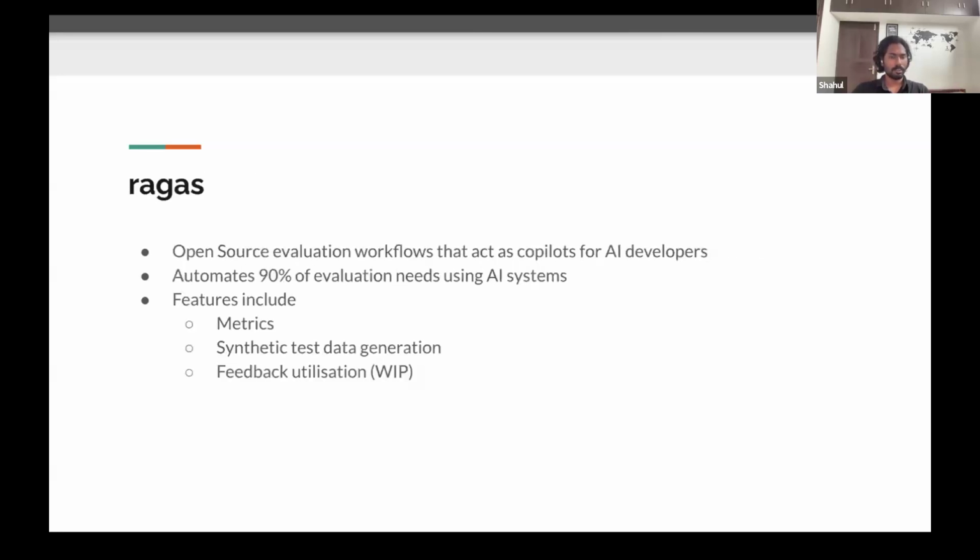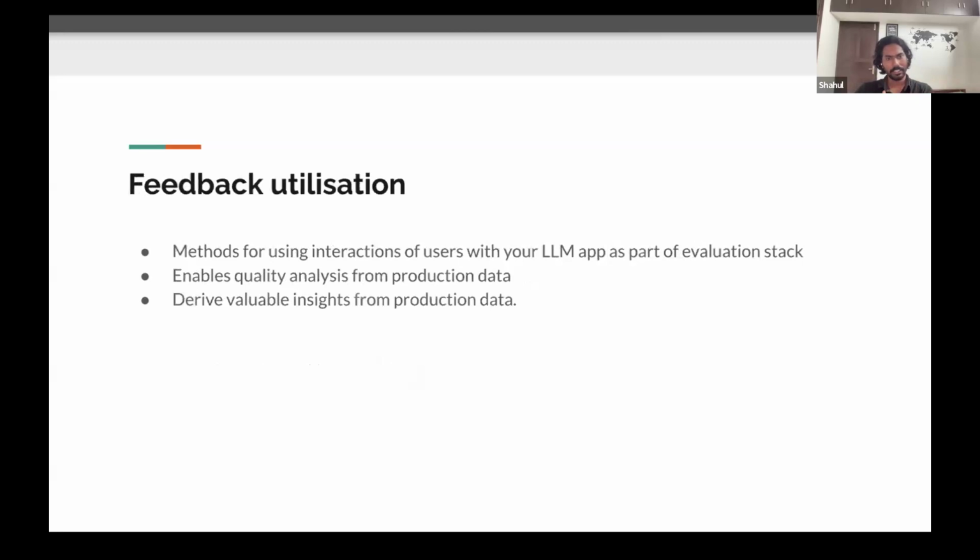And the core topic of this talk will be feedback utilization, as mentioned in the title. And what is basically feedback utilization? Okay, now you have offline evaluation. Basically, it can be a combination of metrics and synthetic or manual test data, and you have basically analyzed your workflow, your LLM application offline while developing, and now you have something in production for the first time, or you are just kind of iterating your LLM application.